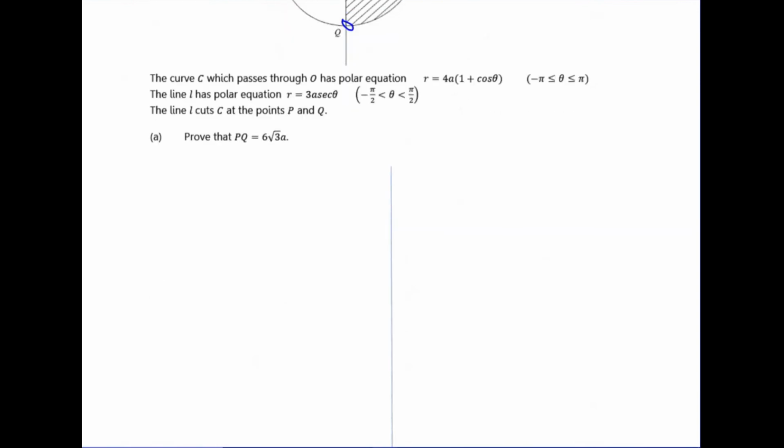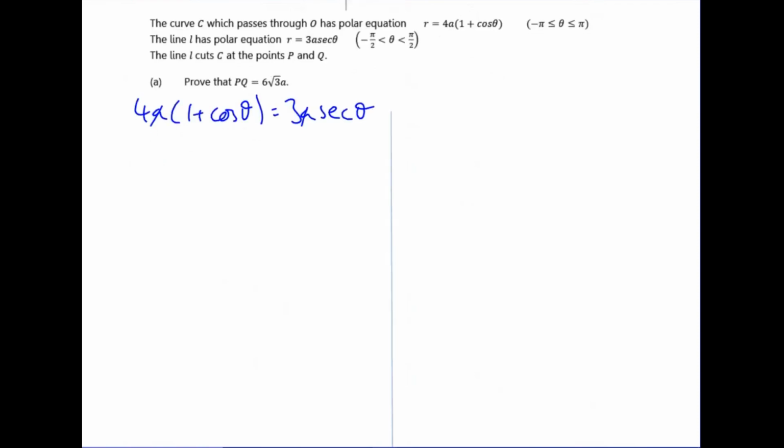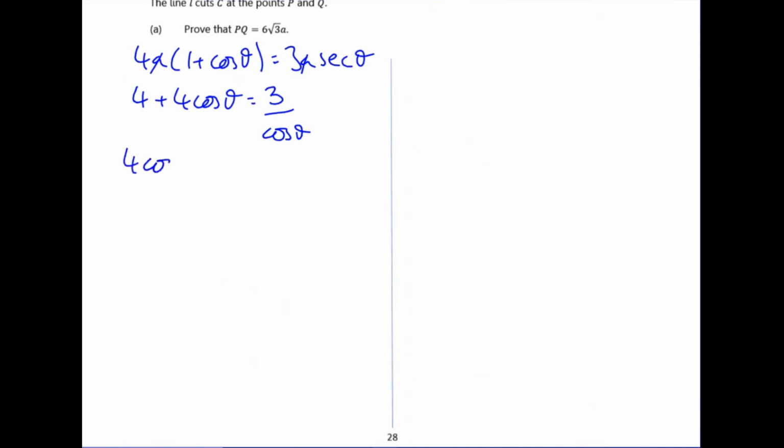So, as usual, let's set these equal to each other. We've got 4a(1 plus cos theta) equals 3a sec theta. First off, I can cancel a off both sides because it's just a constant. And I'm going to expand out the left-hand side and write sec as 1 over cos. So 4(1 plus cos theta) equals 3 over cos. I'm going to times both sides by cos and bring everything across to one side, and I'll get a disguised quadratic in cos. So times by cos, I get 4 cos squared theta plus 4 cos theta. If I minus that 3 across, that's equal to 0.